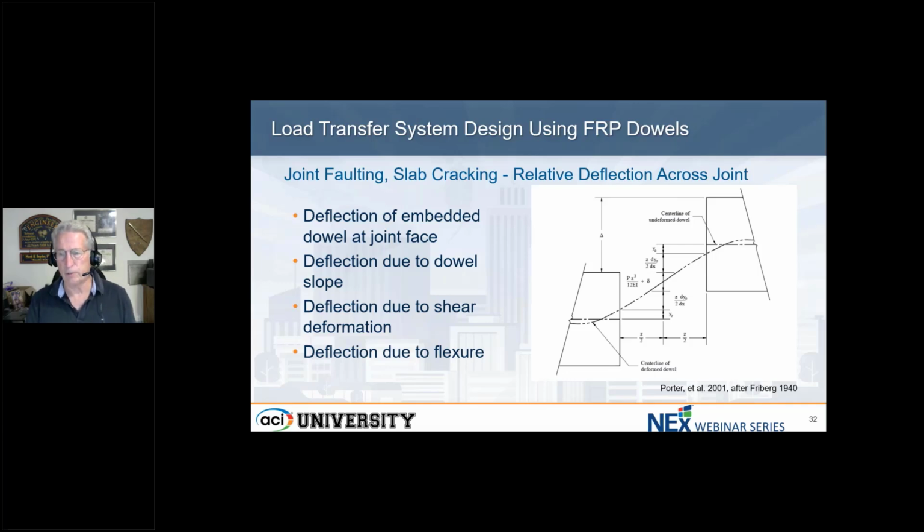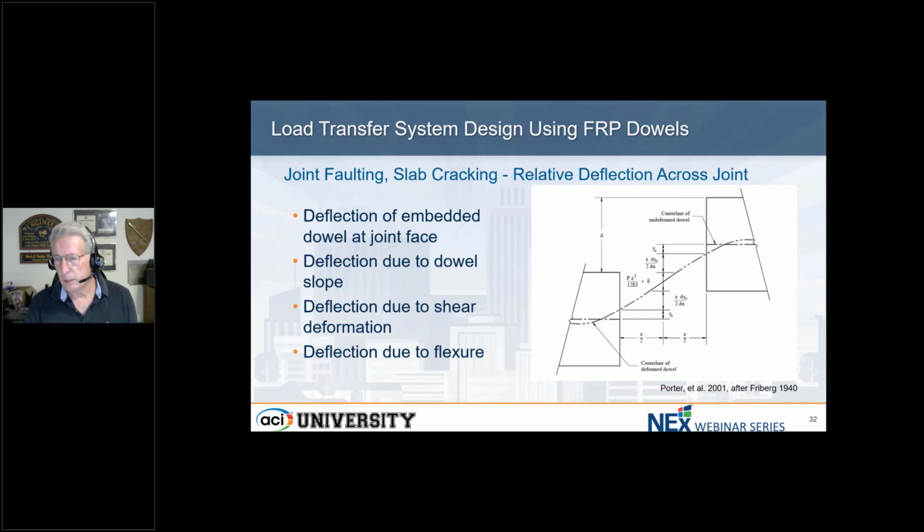Relative deflection being the differential deflection when I load, for example, the side on the left, and the side on the right doesn't move down the same distance that the one on the left did. The magnitude of that delta value that you see here is actually the combination of four different components. There is the deflection of the dowel at the joint face, so this point right here that you can see. You can think of that as, if the concrete is a very, very stiff foundation and the dowel bar is bearing against it, it does compress the concrete slightly, and you get a little bit of deflection at the joint face.